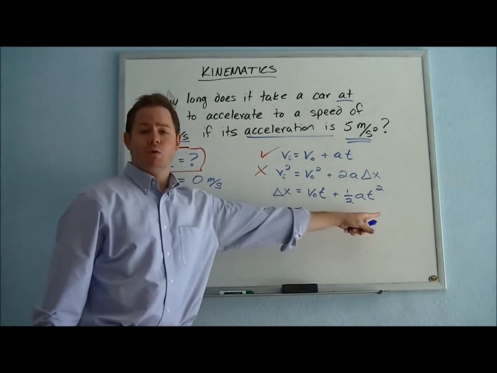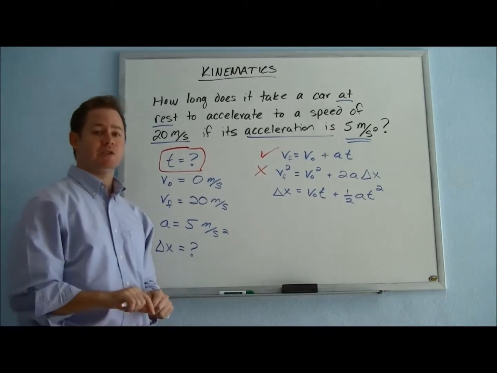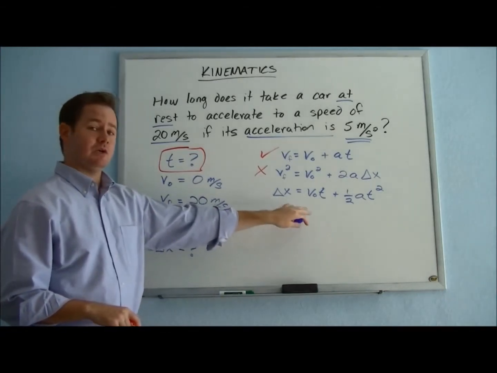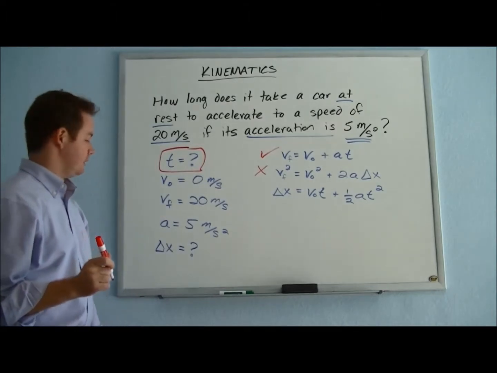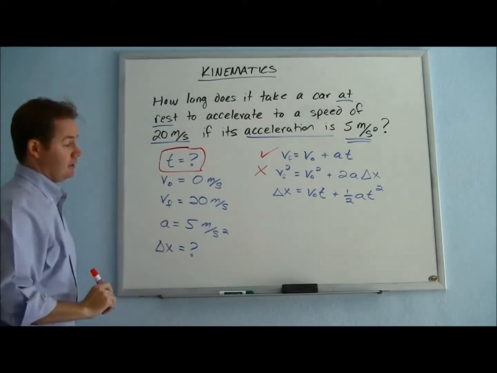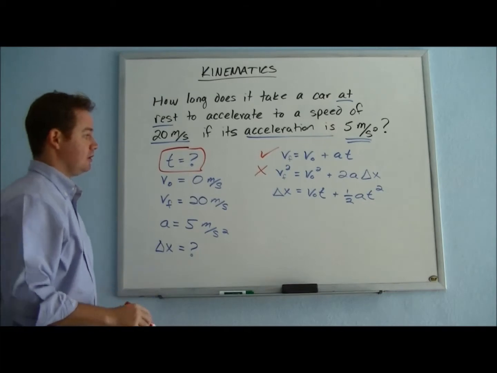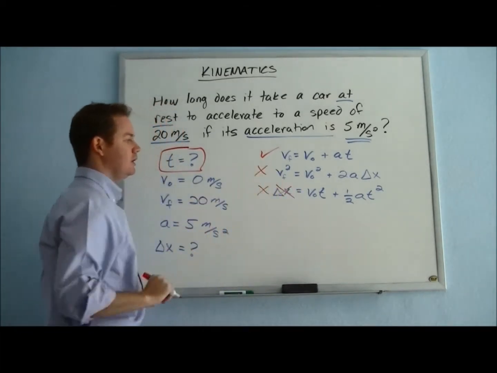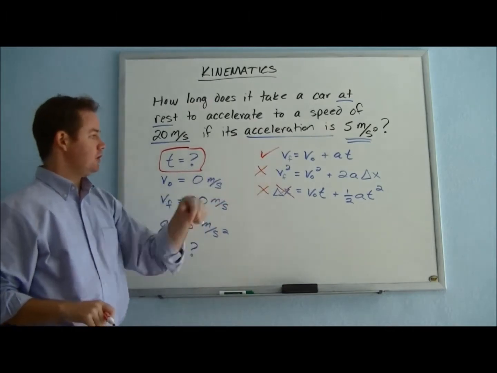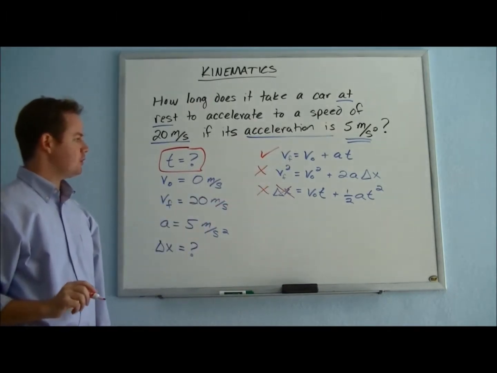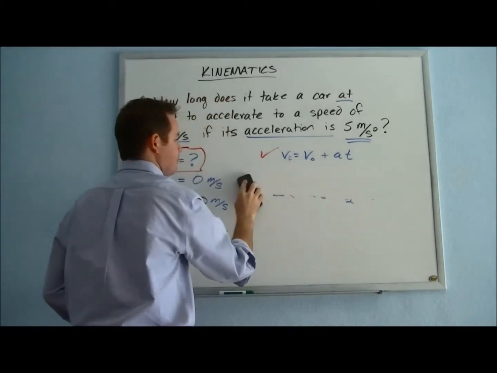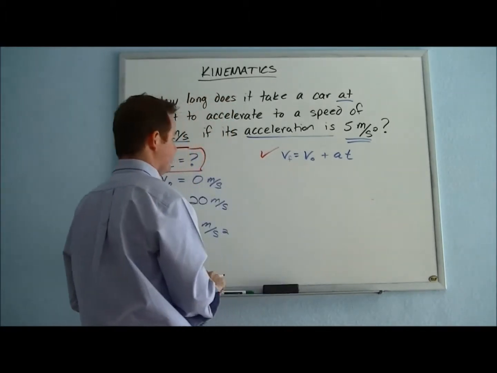The reason the third equation doesn't work is because we are missing a key component of that. What variable are we missing in this last equation besides time? So if you look at our list here, if you said change in position, you're right. We don't have change in position for this, and therefore we can't use that third equation. So we know we're using that first equation, and if we go ahead and plug in our values to that equation.